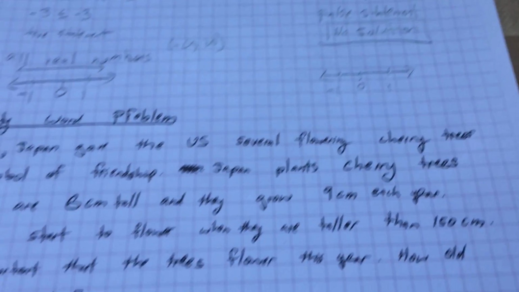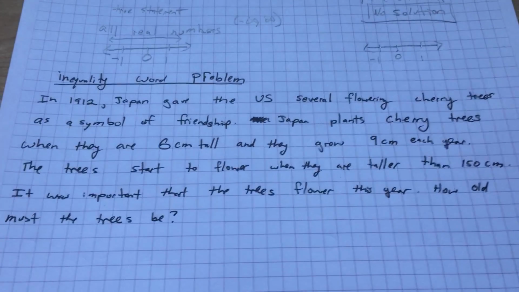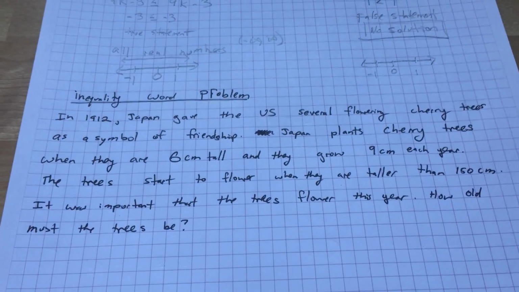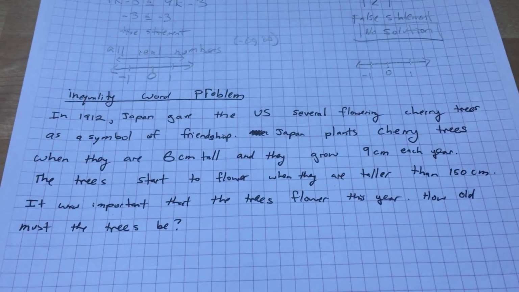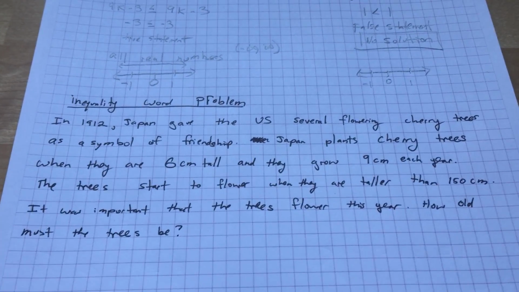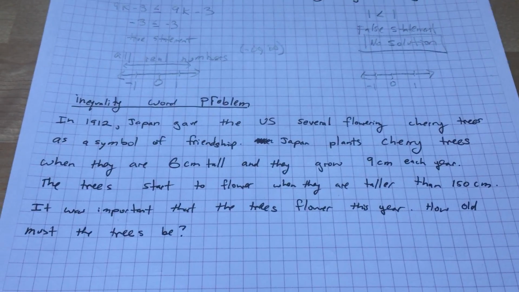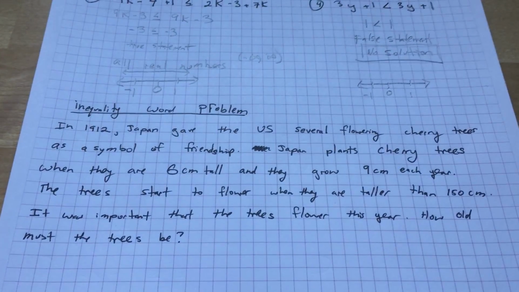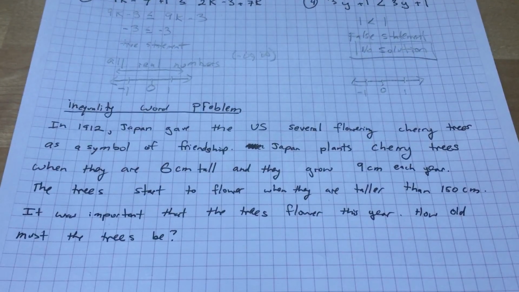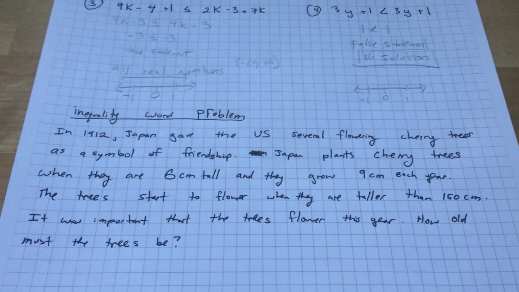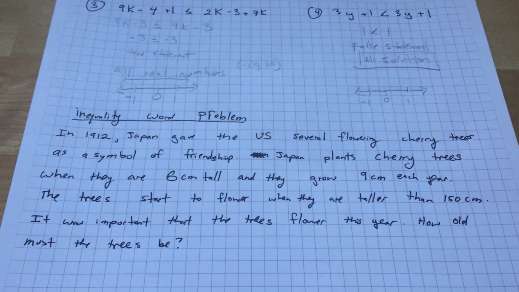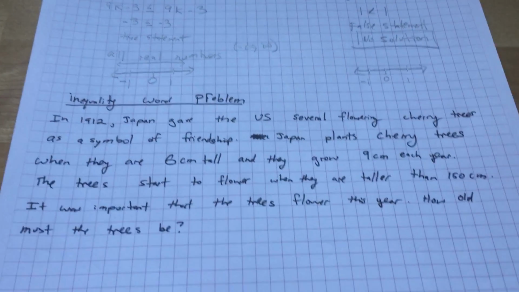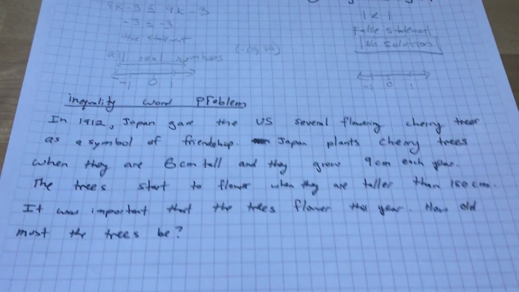You might want to pause it as we copy this down. Zoom out a little bit. So, an inequality word problem. In 1912, Japan gave the U.S. several flowering cherry trees as a symbol of friendship. Japan plants cherry trees when they are 6 centimeters tall, and they grow 9 centimeters each year. The trees start to flower when they are taller than 150 centimeters. It was important that the trees flower this year. How old must the trees be? Again, we're assuming that it's still 1912, not the current year.